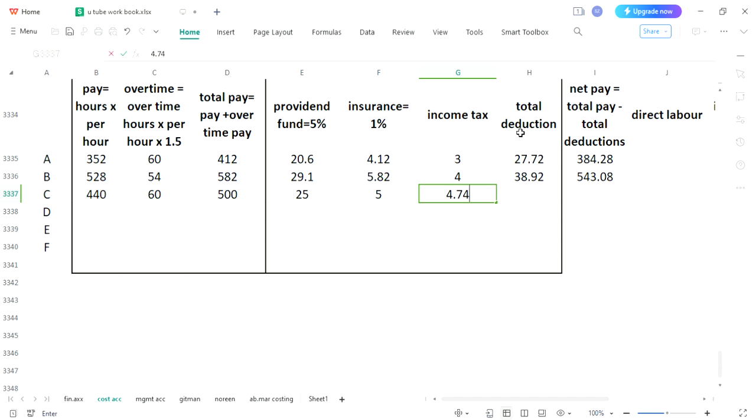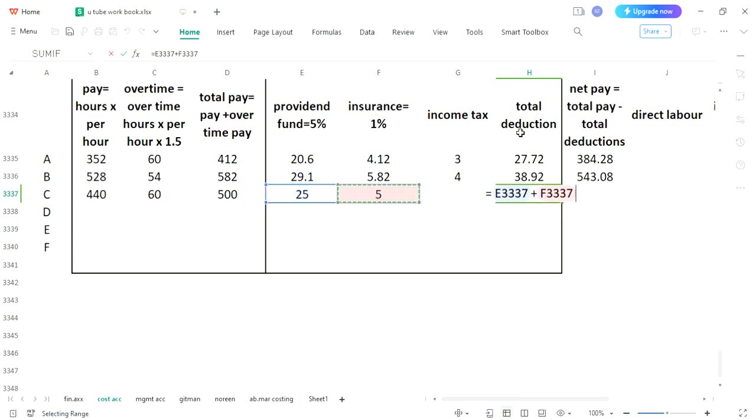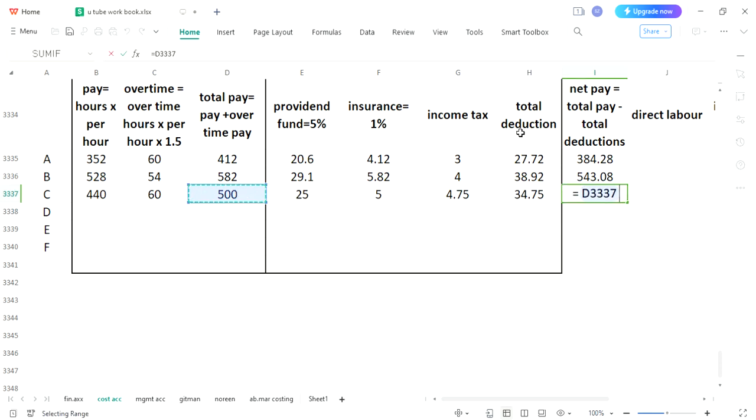4.75 income tax. Now total deduction, you will add all three deductions present over here. 34.75 is your total deduction. Now net pay: gross payment 500, subtract all deductions. You have got your net payment, 465.25. Okay, in a similar way you will be working for the D part.